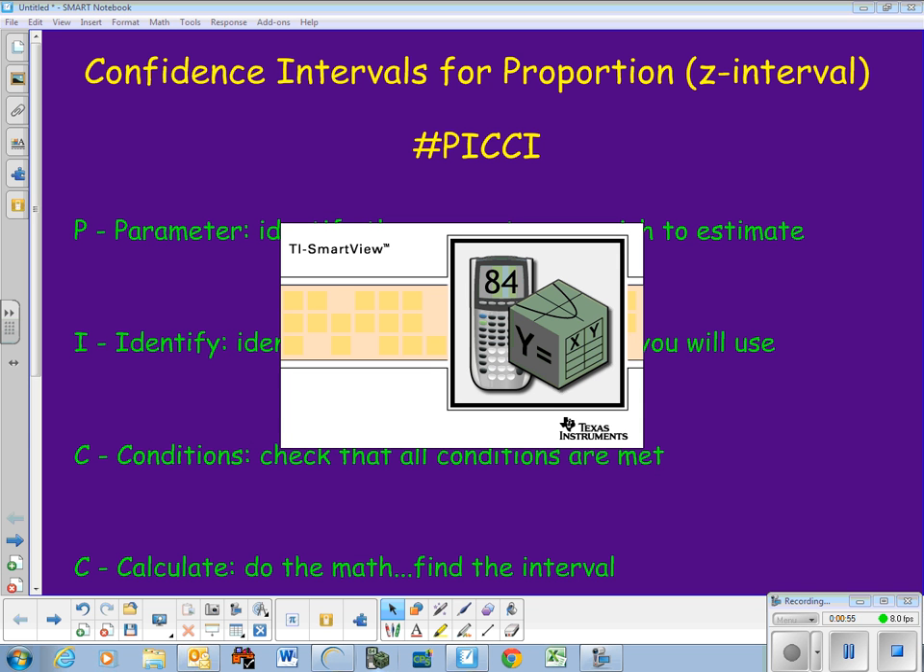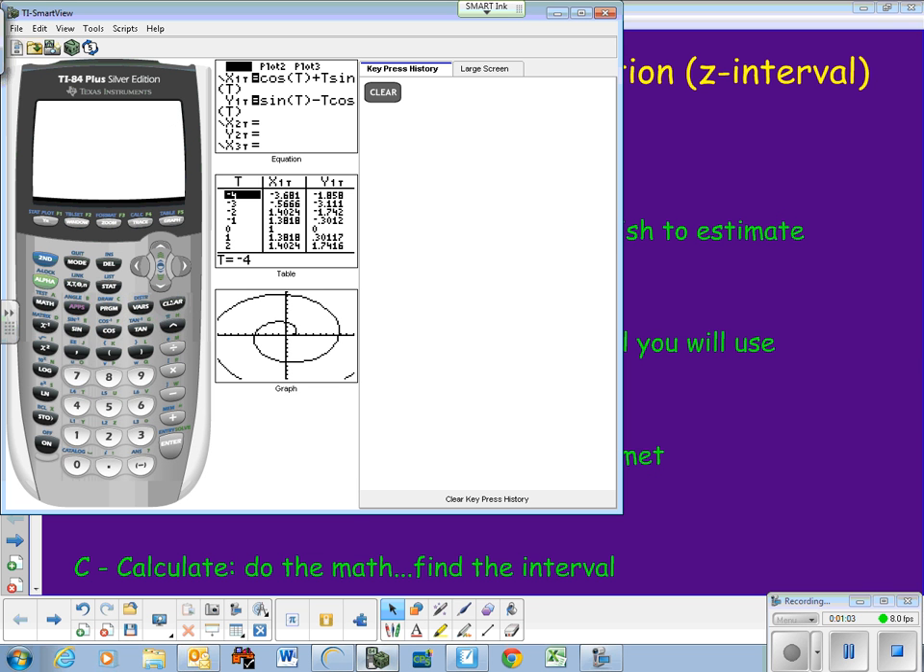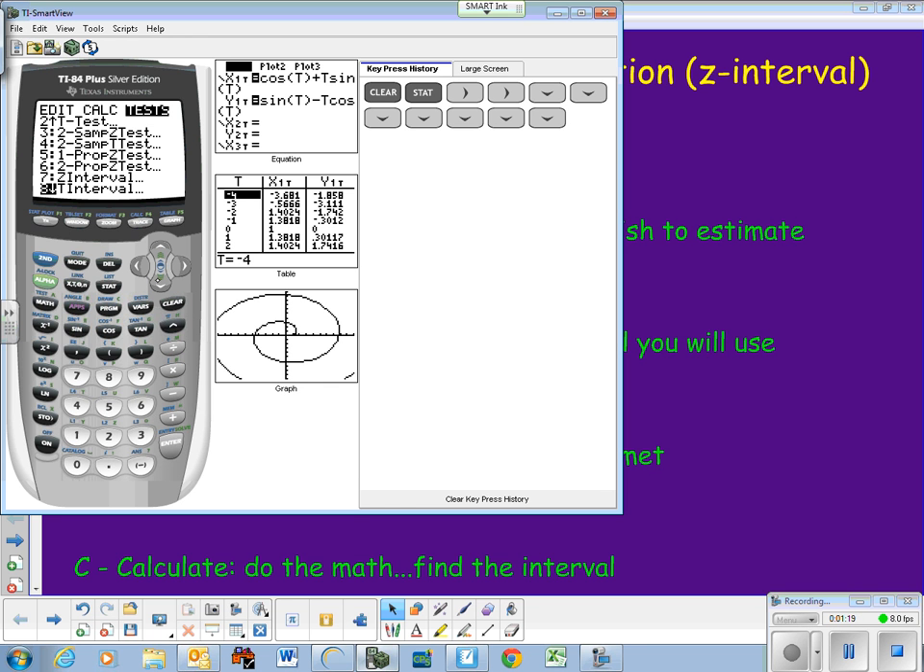So PICCI is how we're going to remember every time we do a confidence interval. We're going to follow these 5 main steps. In your calculator, if you go to the stat menu, and yours might look a lot more modern than this, but if you go over to test, this is a Z interval, option 7 on my calculator. And I will show you how to use that in a little bit.